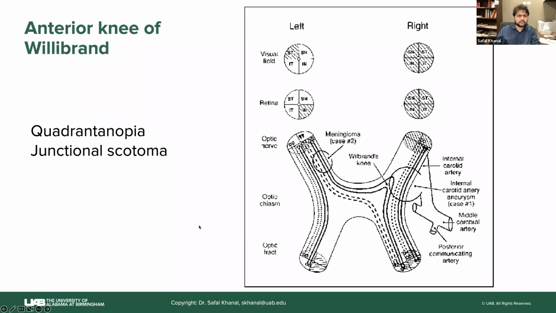So this is called the quadrantopsia or junctional scotoma on the left visual field. But for the right visual field, you have what is called the absolute scotoma.